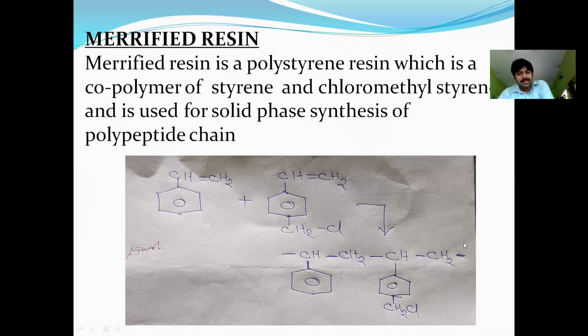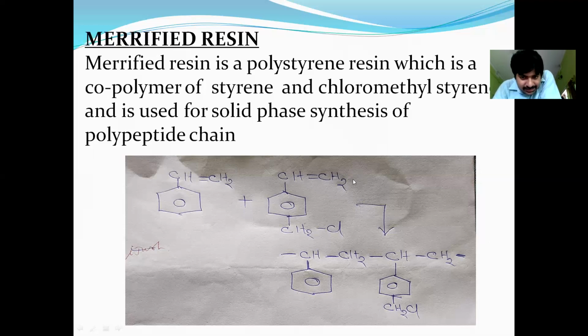So what is the situation? This bond has become a single bond. Just see, this has become a single bond. There is a linkage between this CH2 and CH. Just see, there is a linkage between this CH2 and CH.